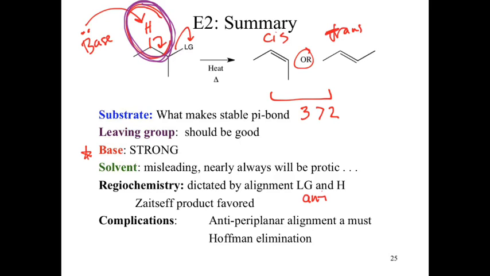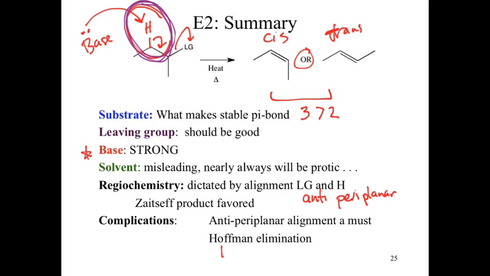We've got anti-periplanar. And then we most commonly favor the Zaitsev product. Your Zaitsev is the most substituted product. Okay? You can get the Hofmann, look at the details of the Hofmann later. It's a relatively small amount. So our complications, we have to have that anti-periplanar alignment, and we have the potential for the Hofmann elimination, meaning the least substituted double bond.